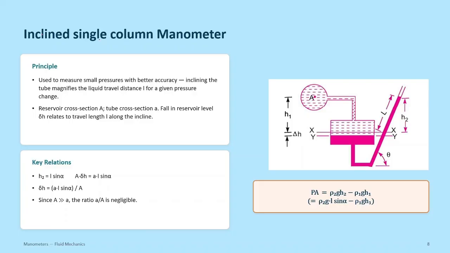And this is the theory about this: it is used to measure a small pressure with better accuracy. It is very accurate, meaning this type of manometer is used for accurate pressure measurement. And this is the key relationship that you have to remember, and this is the final formula for this.